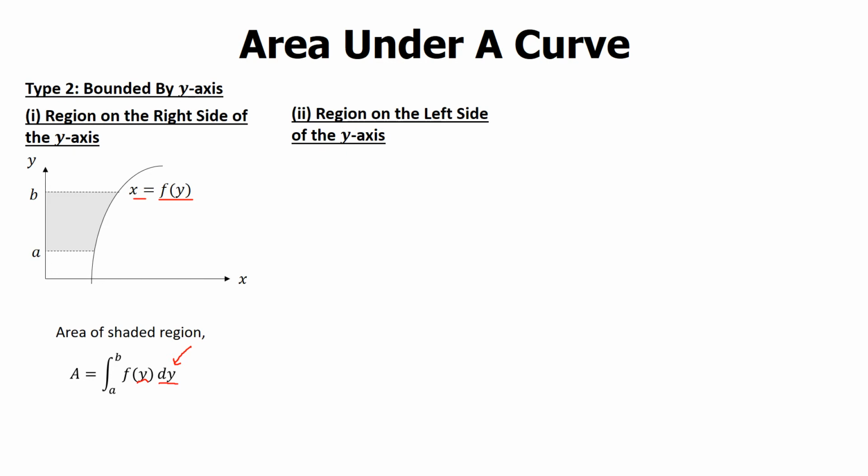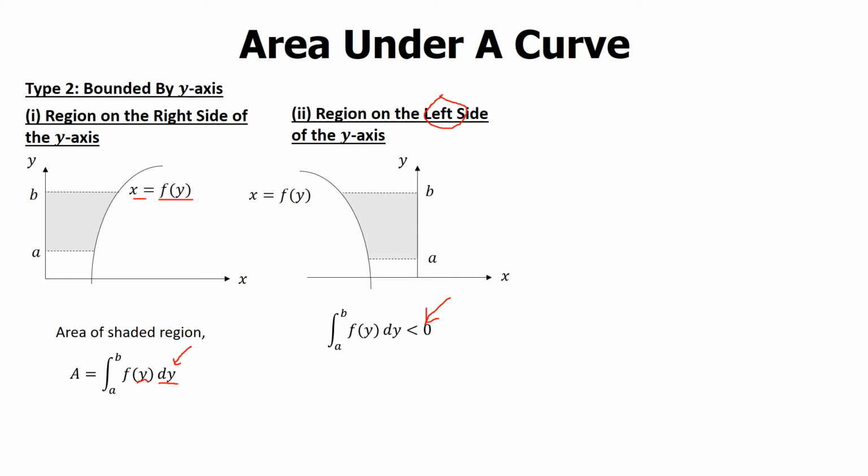Number 2, region on the left side of the y-axis. This is how it looks like. I have the x and the y-axis, and this is a curve with x equals f(y). This is my lower limit, which is a. This is my upper limit, which is b. So we know that if we integrate from a to b, f(y) dy, we will get a negative value because it is at the left side of the y-axis. Hence, to find the area of this shaded region, it will be A equals the modulus of the integration from a to b of f(y) dy.